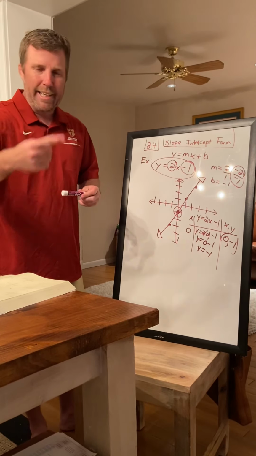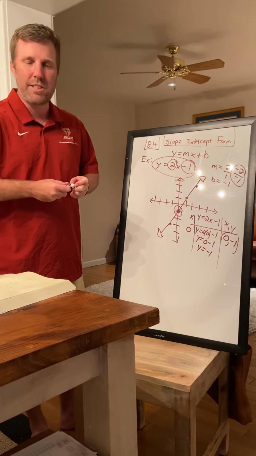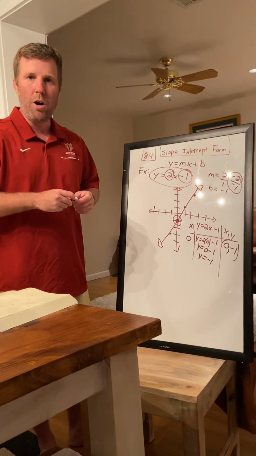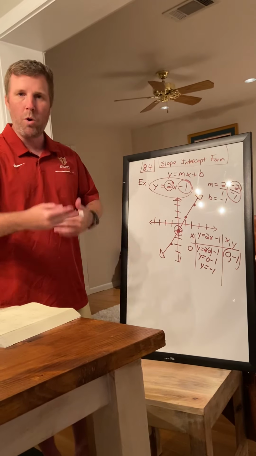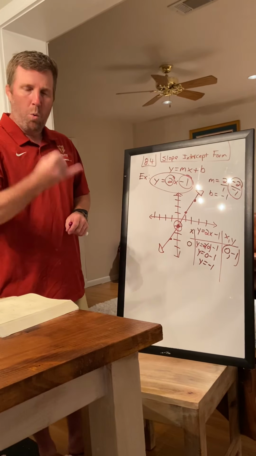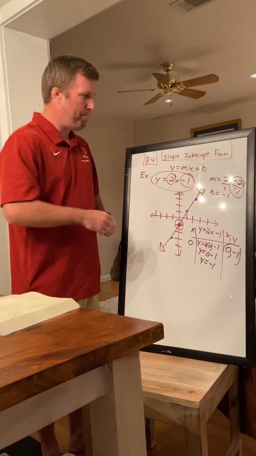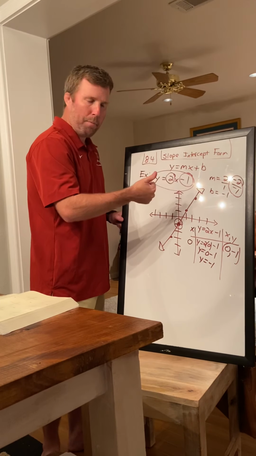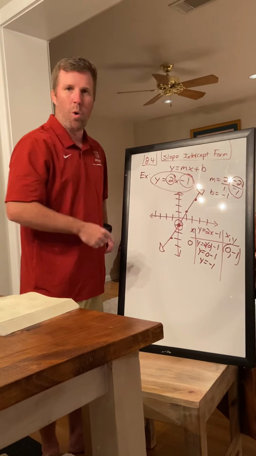And guys, we're going to ease into this. I know this is new, this is different, and it could be difficult, okay? But just bear with me, we'll get through it, okay? So slope-intercept form, y equals mx plus b. The m is the slope, the b is the y-intercept.